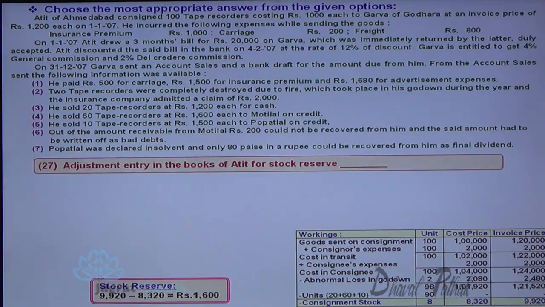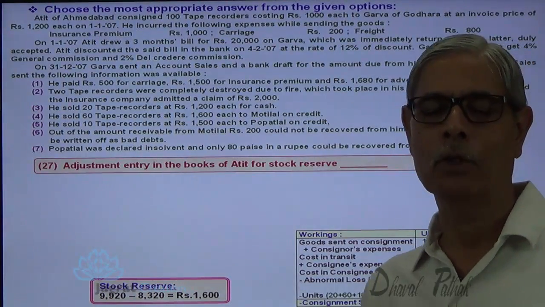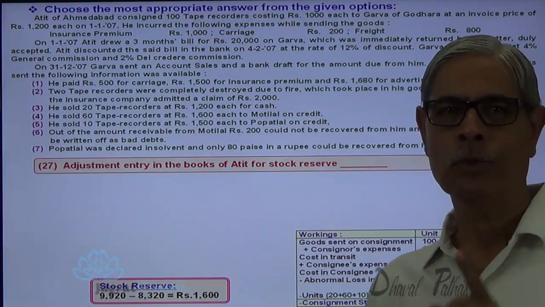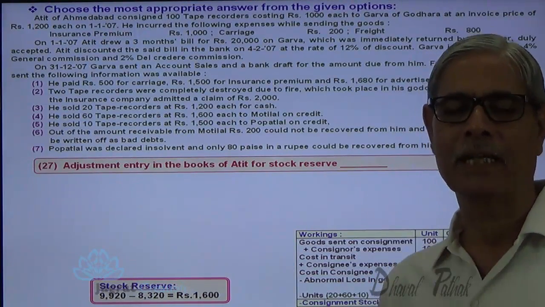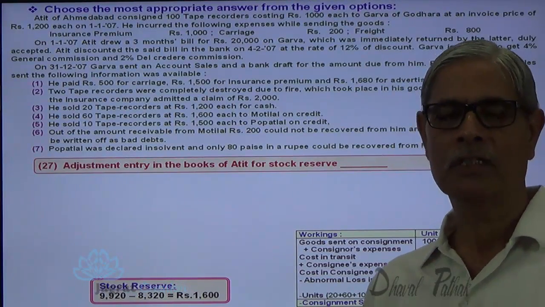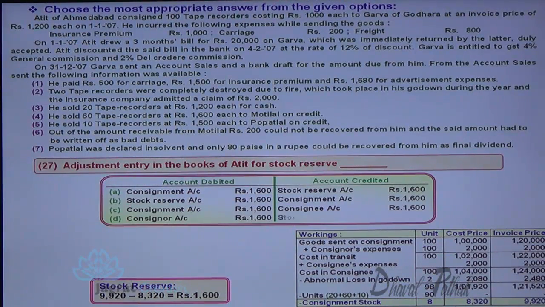Now, the adjustment entry in the books of Atit for stock reserve. What is the adjustment entry for stock reserve? Stock reserve reduces the invoice price. The invoice price of the stock is credited to the consignment account, and to reduce the invoice price of consignment stock, the consignment account is to be debited for stock reserve. So these are the options given to you. Consignment account debit to stock reserve account credit, 1,600. Option A is the correct answer for the adjustment entry for stock reserve.